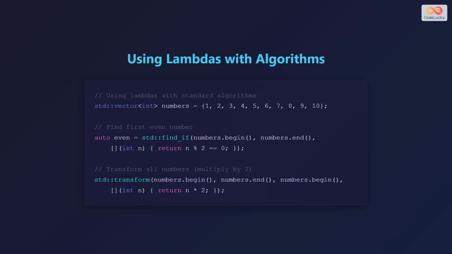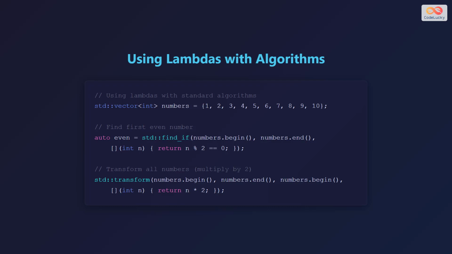Lambdas are particularly useful when combined with standard algorithms. They provide a concise way to define custom operations directly within algorithm calls. Here is the code. We create a standard vector of integers called numbers, and initialize it with values from 1 to 10. To find the first even number in the vector, we use the standard find_if algorithm with a lambda expression. The lambda takes an integer n as input and returns whether n modulo 2 is equal to 0.